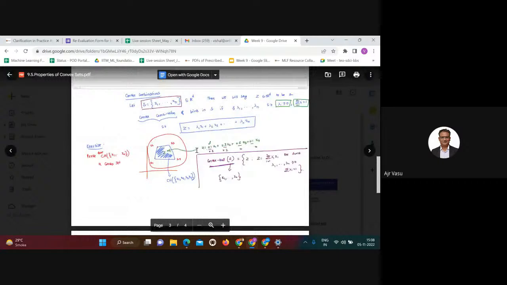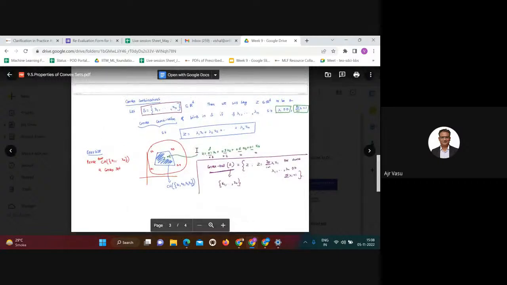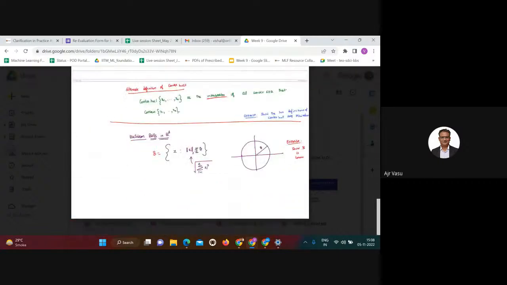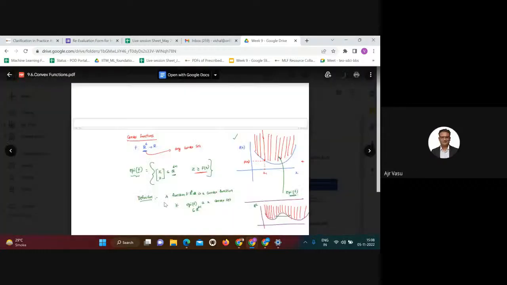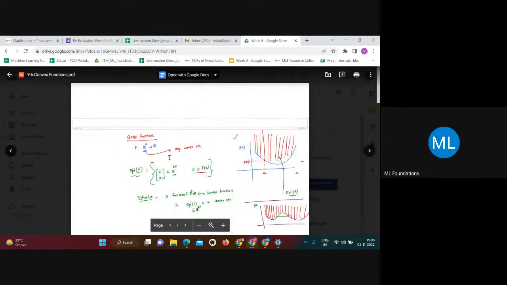So can we move to convex functions, and then the last part, which is global minima and local minima? Okay, if nobody has any problem, so yeah, I'll just move there.